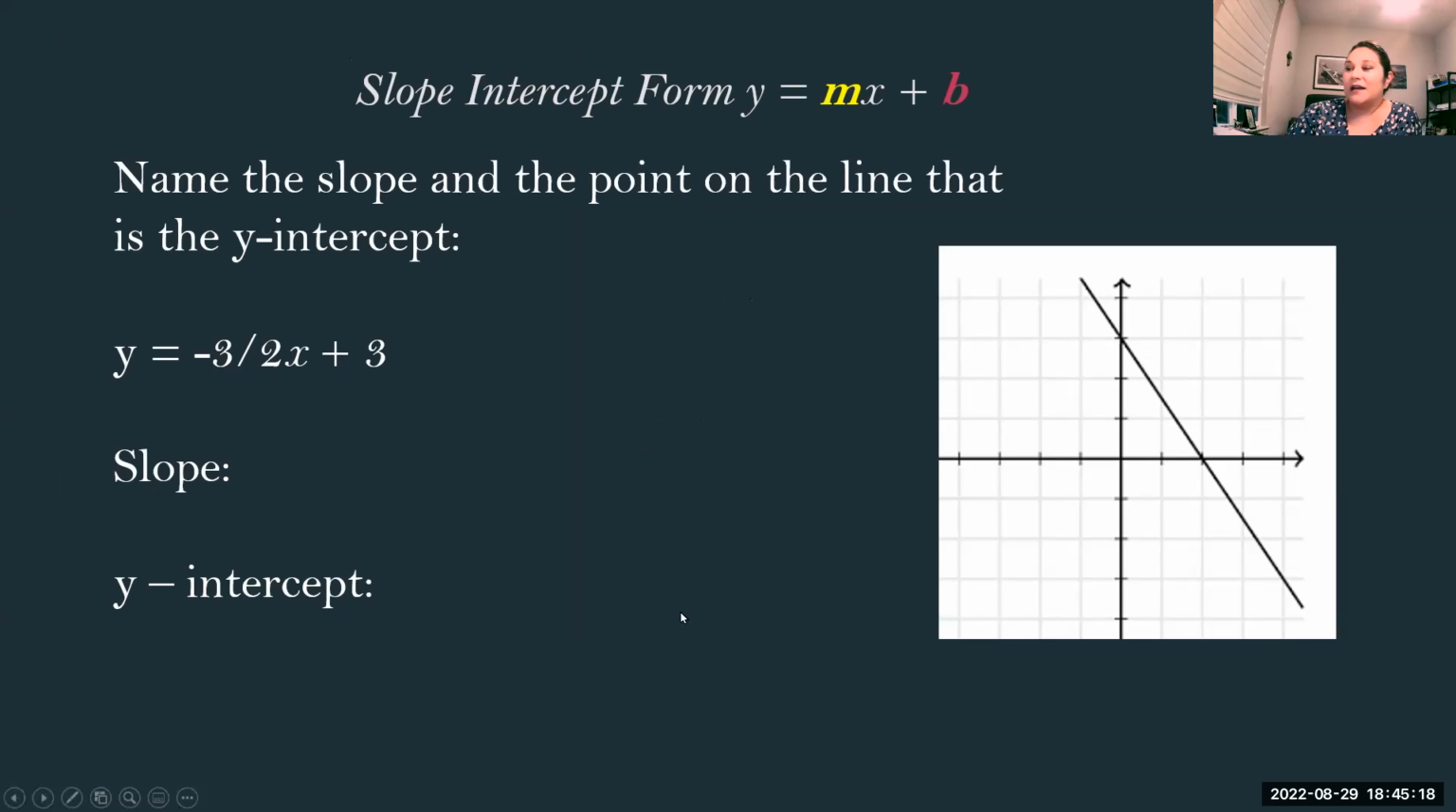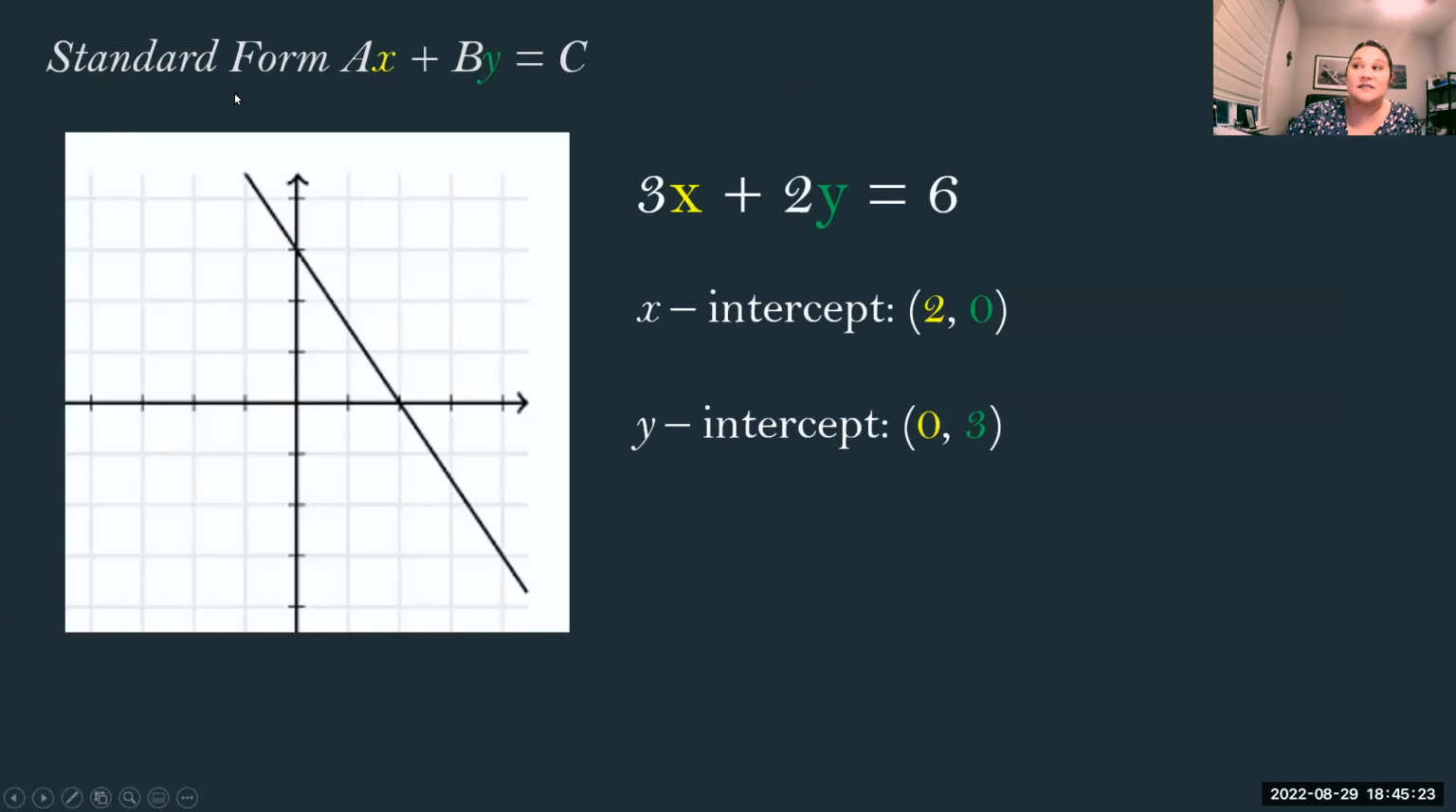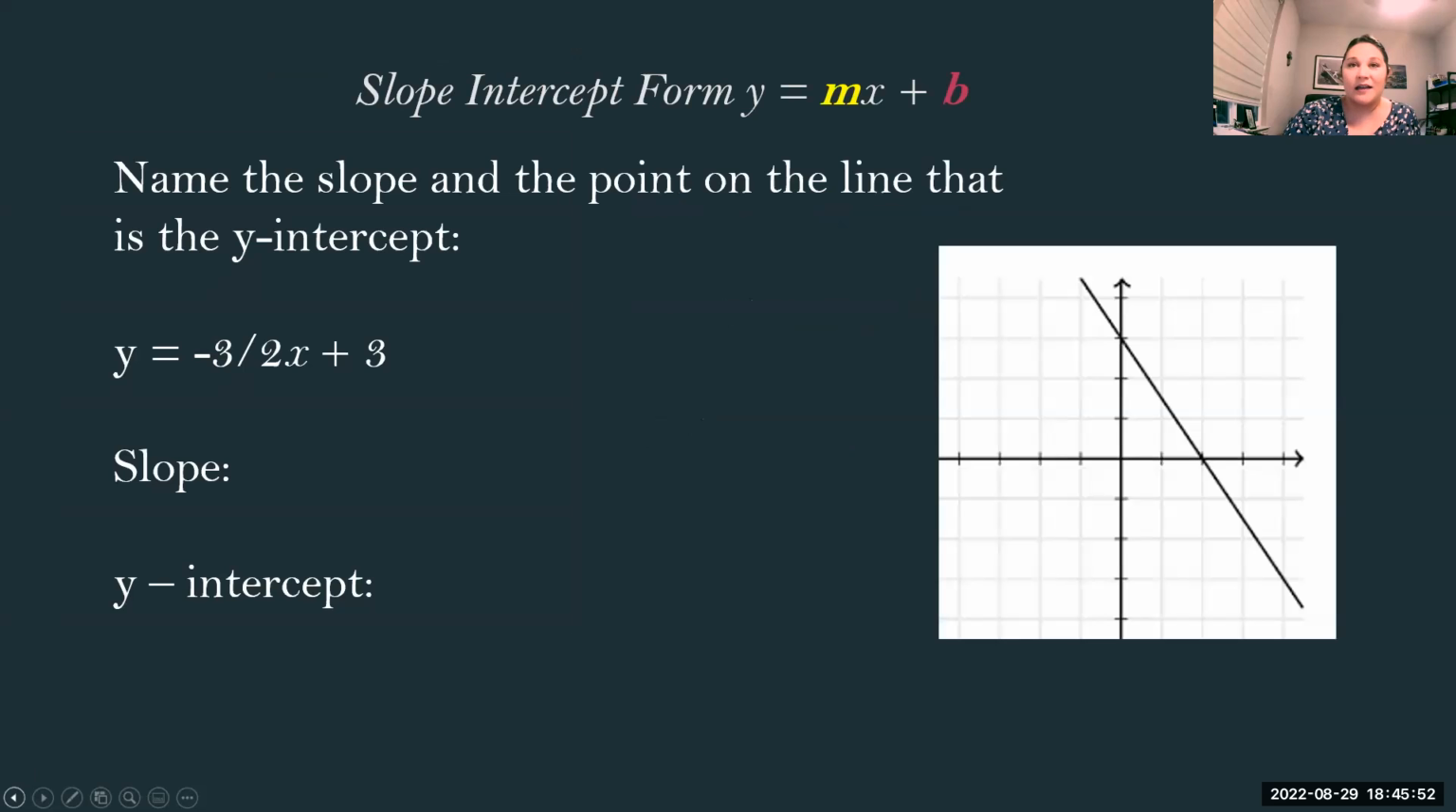This is the same line that I'm showing from the previous slide, on this slide that says standard form. The standard form of a linear equation has both x and y, but the x and the y are written on one side of the equation, and the constant value, the value that doesn't have a letter attached to it, is written on the other side of the equation. So this is the standard form for this line. It's the same exact line from the previous slide, but you see that the form is different.